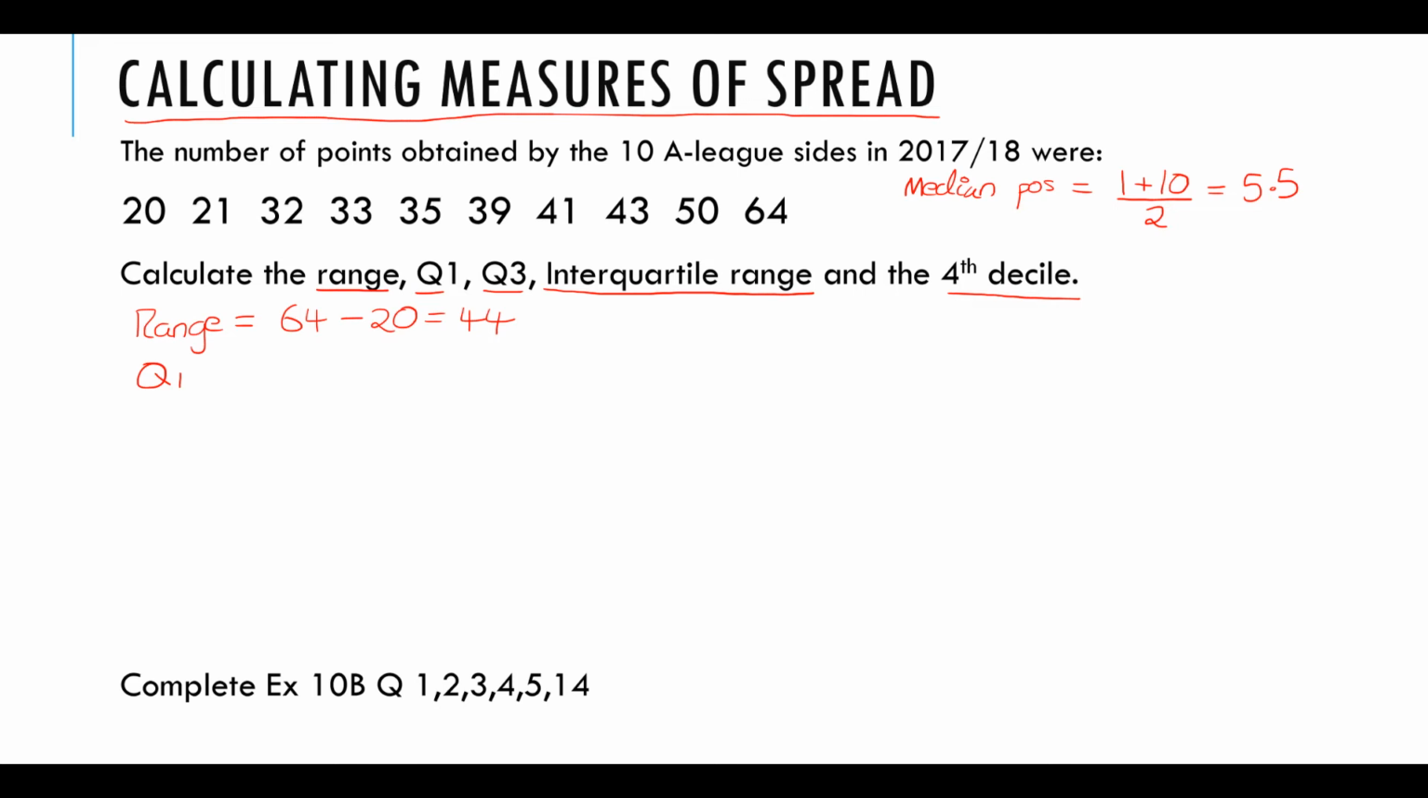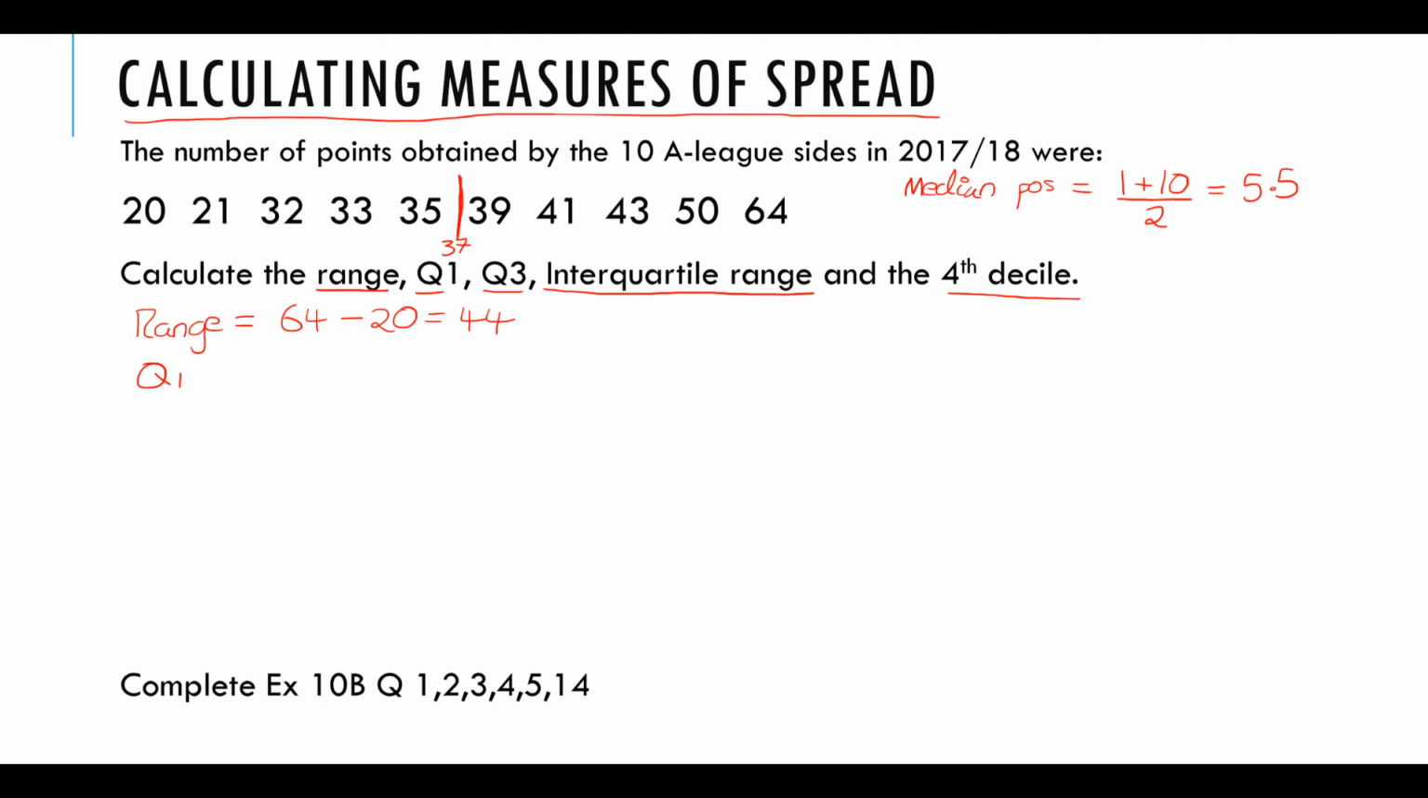How does that work? Well, we can't really have a piece of data that's in position 5.5. So what we do is we take the figure that's between the fifth and sixth piece of data. So if we count up 20, 21, 32, 33, 35, that's our fifth piece of data. 39 is the sixth piece of data. So our median is in the middle of these two. So the median in this case is halfway between 35 and 39. So add up 35 and 39, then divide by 2. So our median is 37.